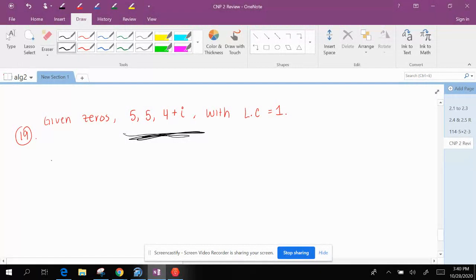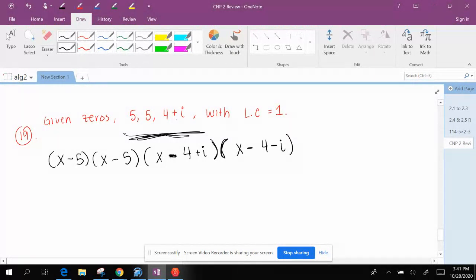So 5 actually translates to x minus 5, because if we equal it to 0, you add the 5 over, the 5's positive. I'm seeing that twice. And now this 4 plus i, you really have x minus, right, because the 4 is positive, 4 plus i, and again, x minus 4 minus i. You really have those two answers there.